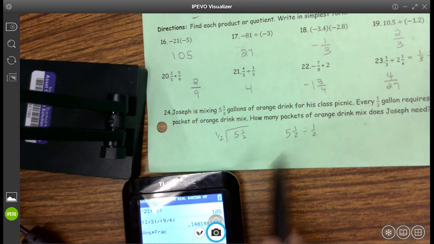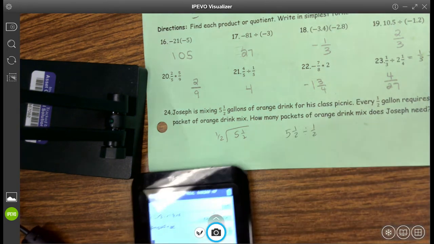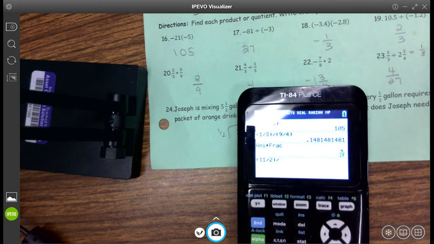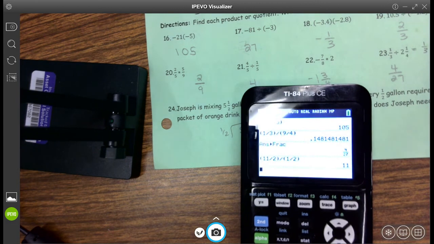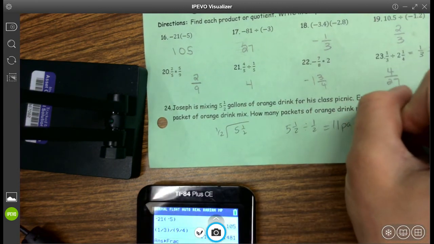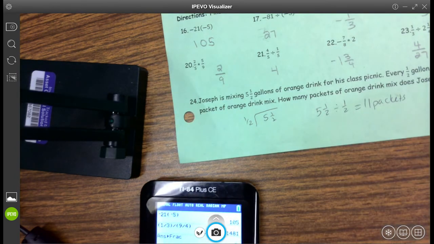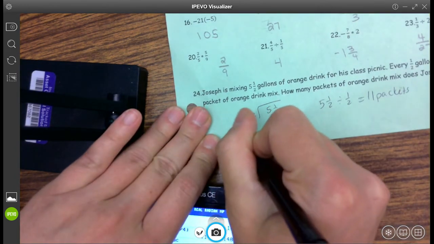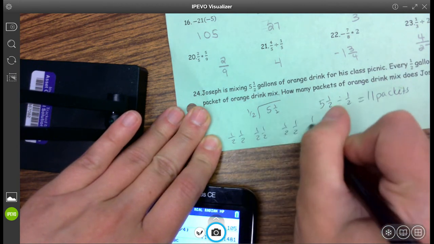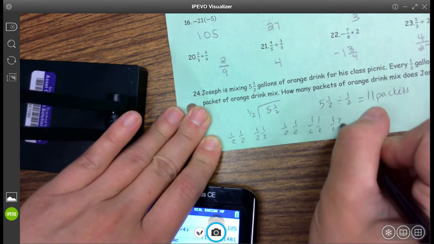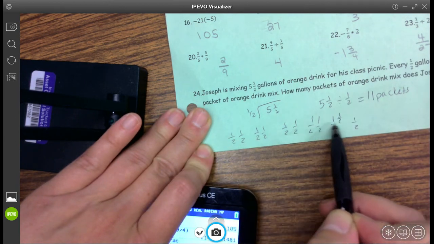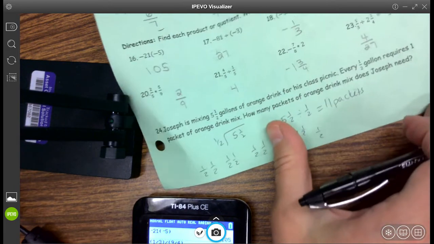Well, I know that this is 11 halves. So I'm going to type 11 halves divided by 1/2. That's going to be 11 packets. If you were desperate, you could just write them out in half packets. You'd write, that makes 1, that makes 2, that makes 3, that makes 4, that makes 5.5 packets, or 1, 2, 3, 4, 5, 6, 7, 8, 9, 10, 11 packets you would need.